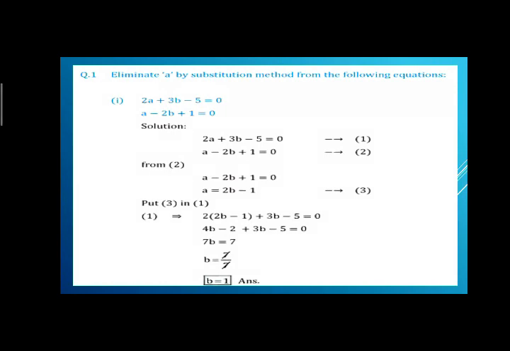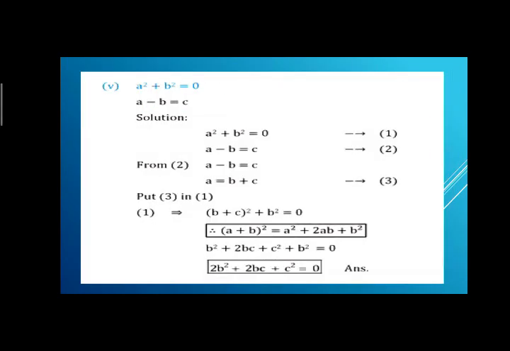If you use both of the equations, that is 2a plus 3b minus 5 is equal to 0, and equation 2, that is a minus 2b plus 1 is equal to 0, to eliminate the variable a by using the substitution method, the answer is b is equal to 1. Hopefully you all understand all these formulas and this process. Now forward toward our next question, related to the same question, question number 2, part 5.